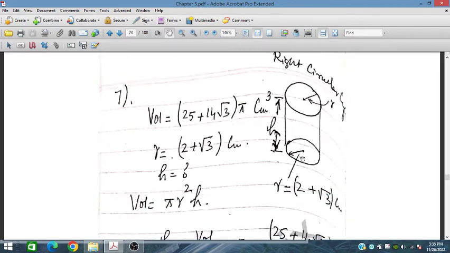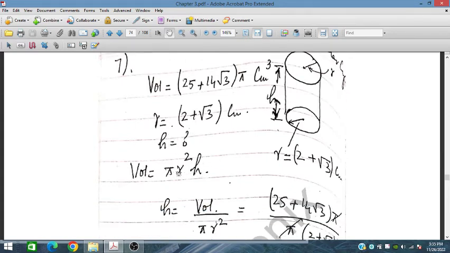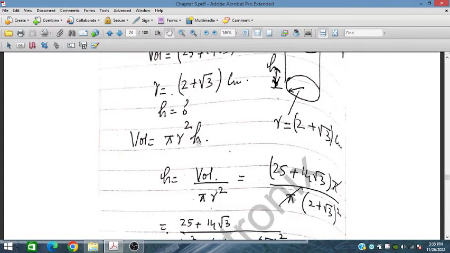So we have this base area which has a radius. This is given, and we have been given the volume. So we have to find the height of this cylinder. Volume is given as pi r square h, so height is equal to volume upon pi r square.